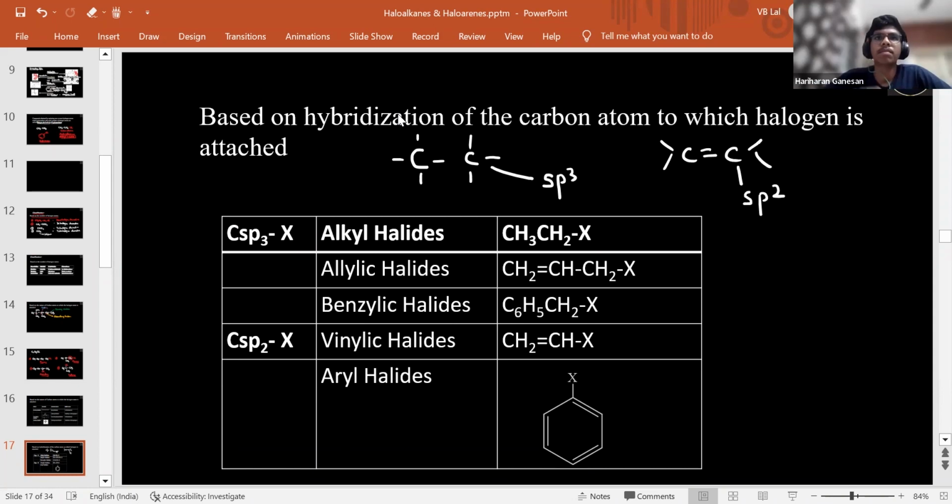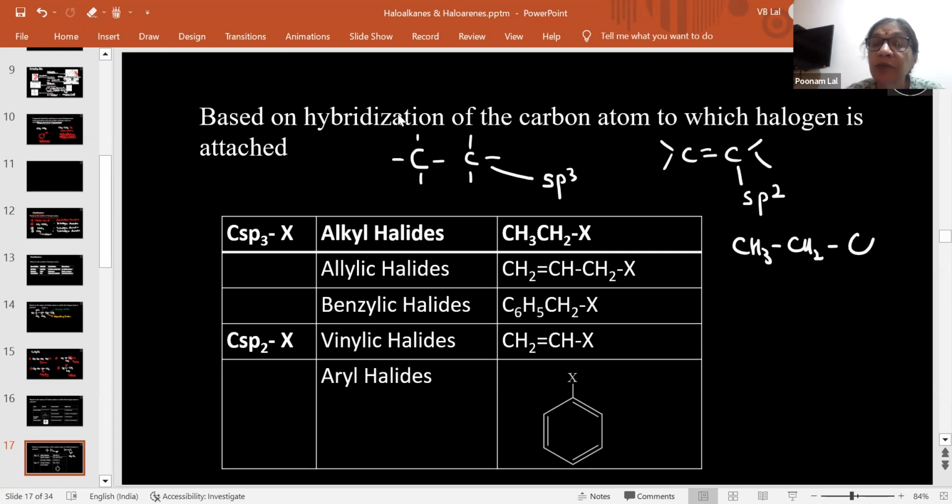And if the carbon is involved in a double bond formation, then what is the hybridization? sp2, right? So depending on the hybridization of the carbon atom to which the halogen is attached, we can also classify. If the carbon to which the halogen is attached is sp3 hybridized, then they are called alkyl halides. So if I have CH3CH2Cl, then this carbon is sp3 hybridized, and this is what we learned till now in the previous examples.